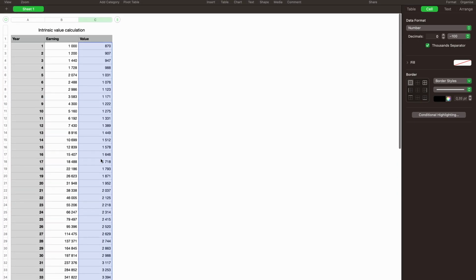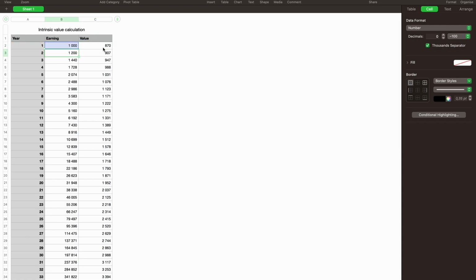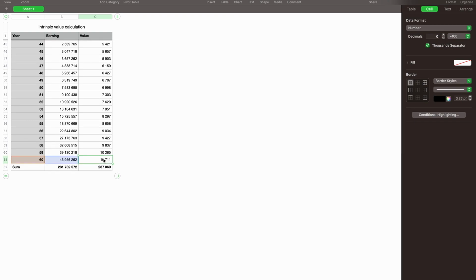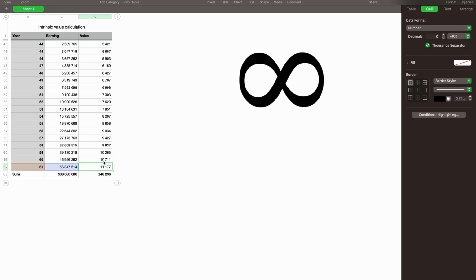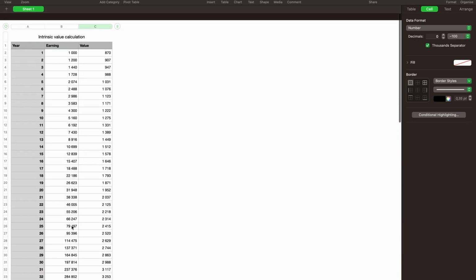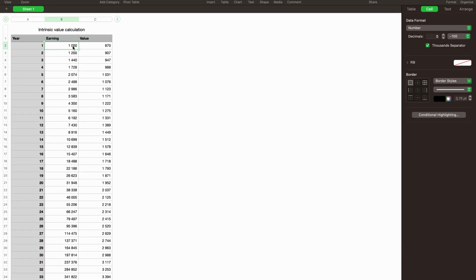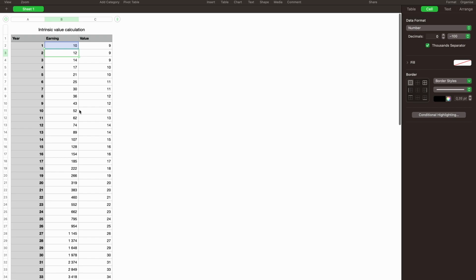As you can see, because the growth is higher than our discount rate, each year the value is going to be higher than the starting point. So then what happens? The intrinsic value turns into infinity. But this can't happen because let's say this number is in millions. So this company is creating $10 million right now.